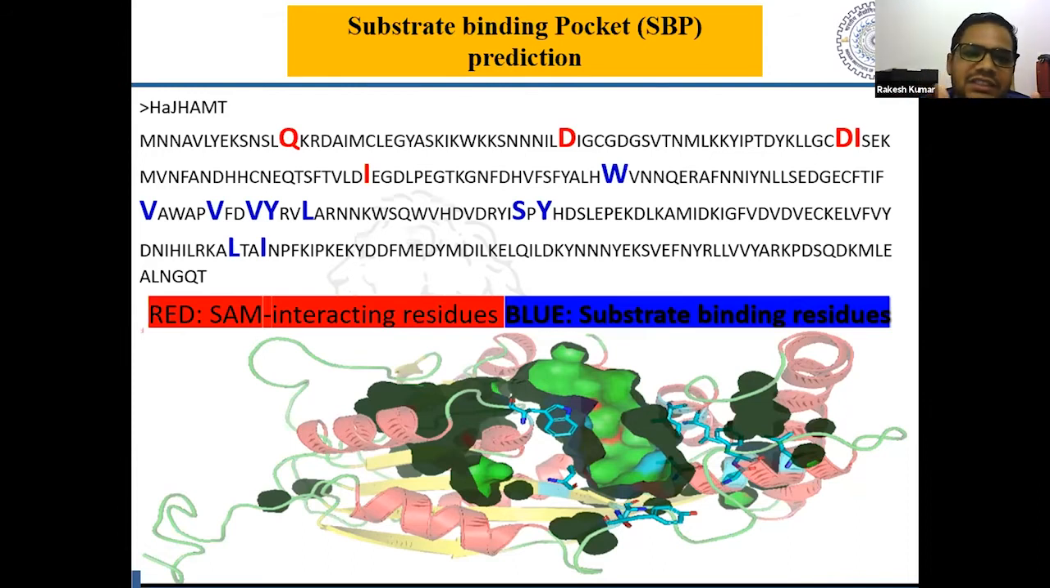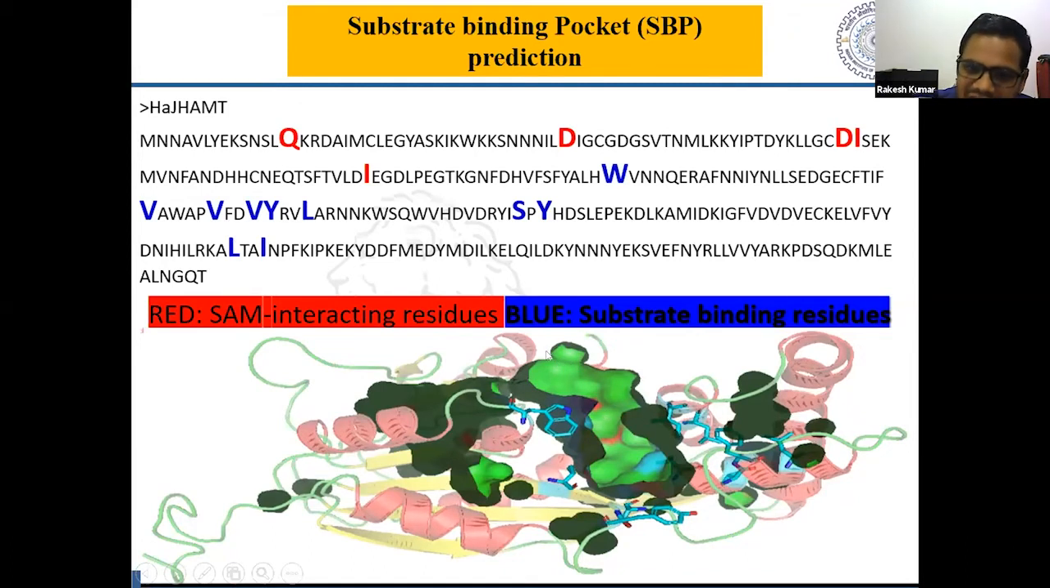The one substrate is the same, that is the methyl donor. We call it S-adenosyl methionine. So the upper red residues, which are polar in nature, are responsible for binding of the same moiety. And the blue amino acids, you can see, are mostly hydrophobic in nature. So they form the hydrophobic pocket, and that hydrophobic pocket forms the substrate binding pocket.